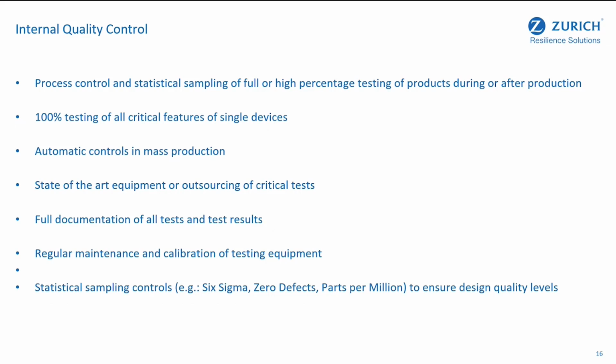So in addition to the management system, internal quality control, look at process control and statistical sampling, because quality professionals tend to work with a lot of data that shows them trends related to the product they're dealing with. By statistical process control and sampling, you can review trends on the quality of the product that you manufacture. 100% testing on critical features of single devices, automatic controls in mass production, state-of-the-art equipment or outsourcing of critical tests. So again, depending on the business need, you either do it in-house or you outsource to a supplier.